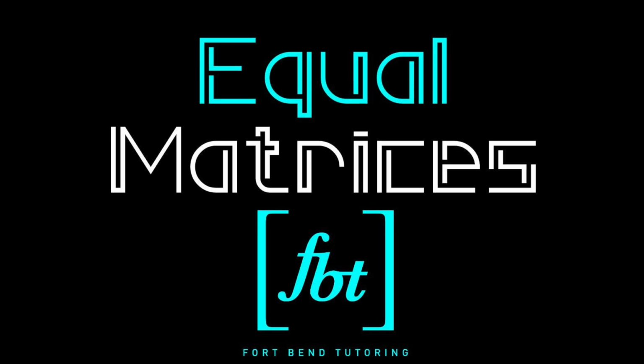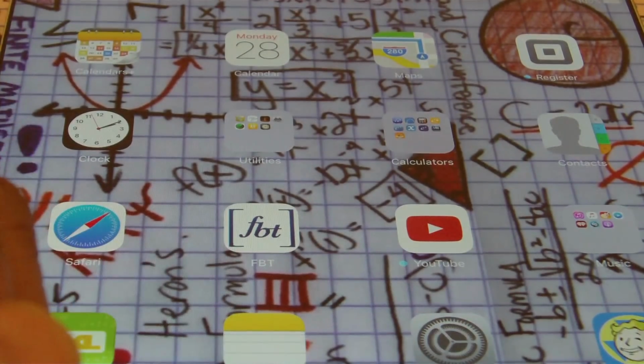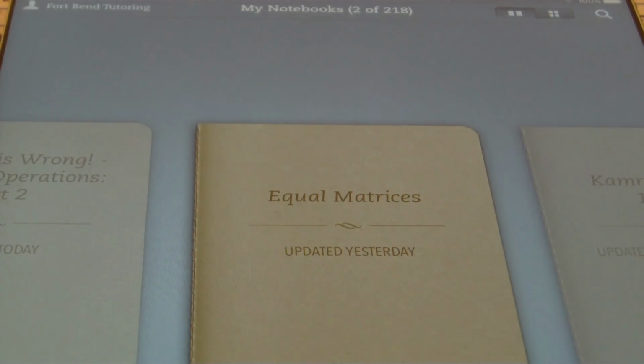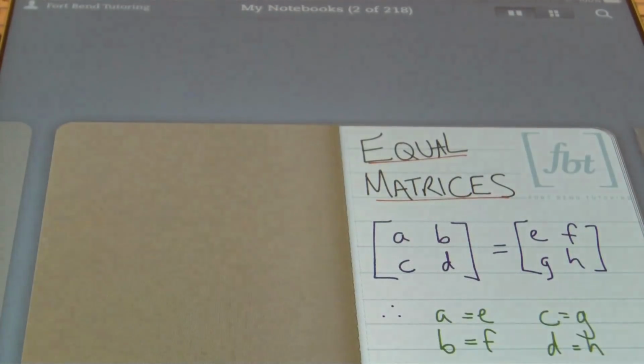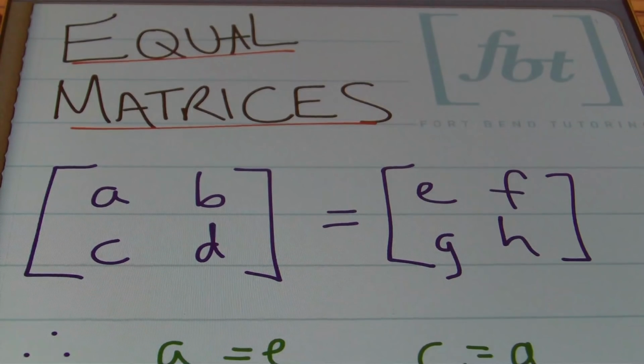Tutoring and Mr. Witt. Hello ladies and gentlemen, this is Mr. Witt with Fort Bend Tutoring, and today's tutorial is going to be about solving variables when dealing with equal matrices. That's right, equivalent matrices. And this is the format that we're dealing with.